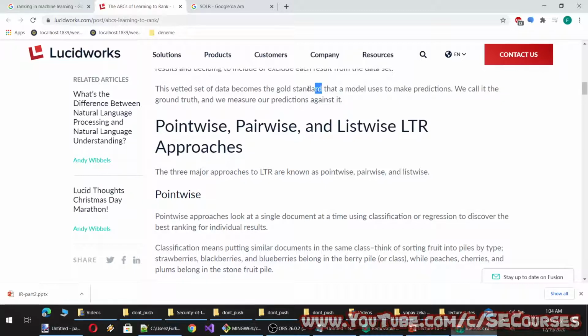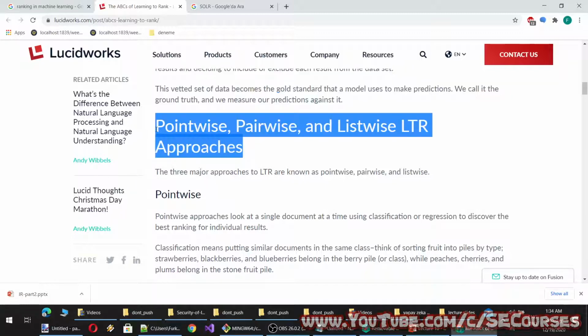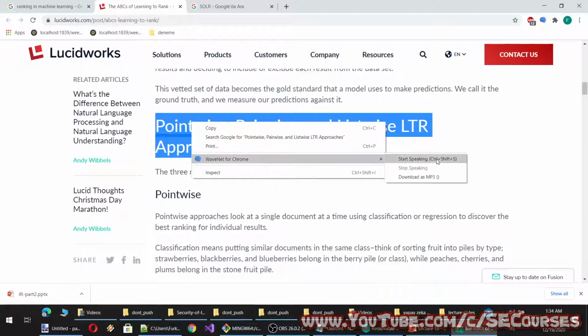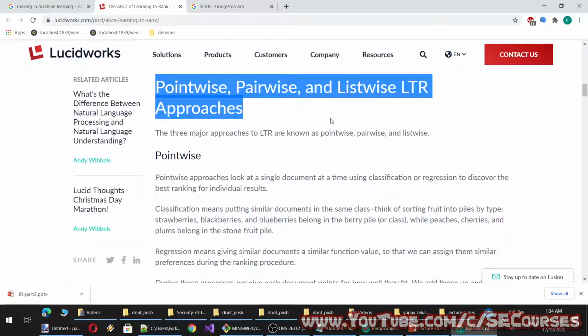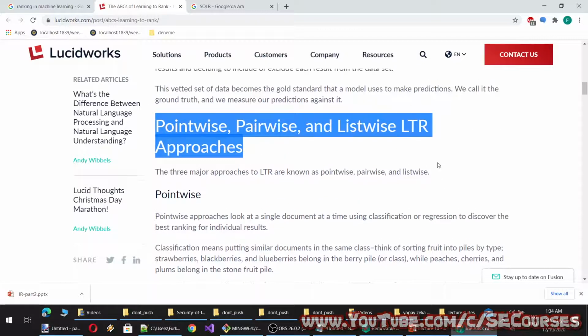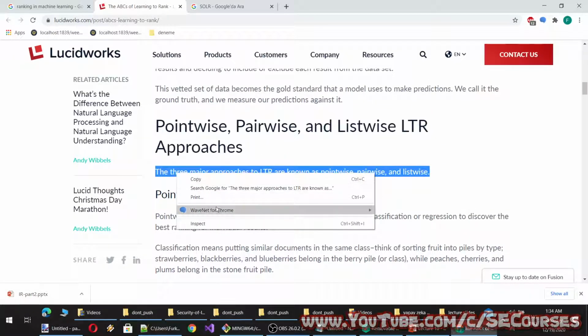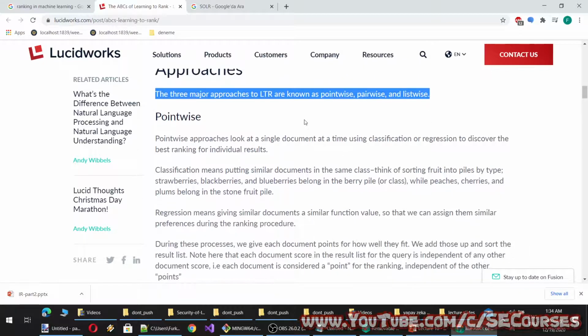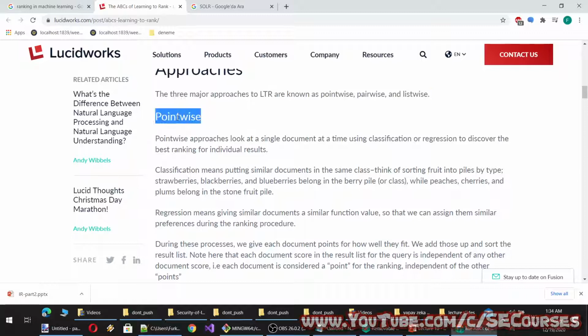Okay, you may have heard gold standard or golden data when you are working with machine learning. It is data usually manually evaluated and set by human evaluators, so it is the gold standard. Okay. Pointwise, pairwise, and listwise LTR approaches. The three major approaches to LTR are known as pointwise, pairwise, and listwise.